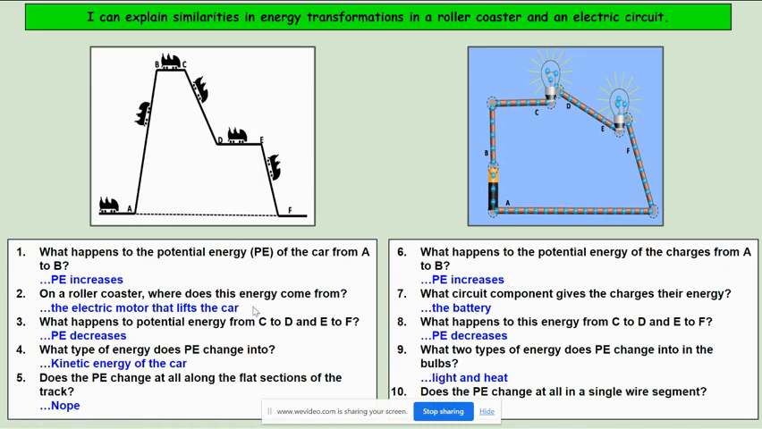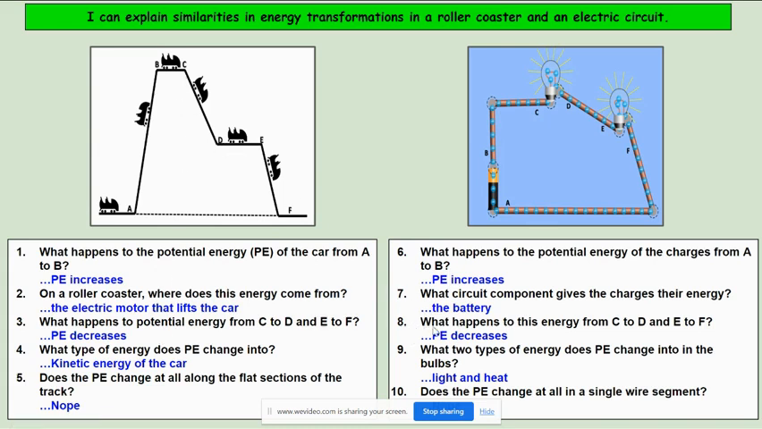Now, number 2, on a roller coaster, where does the energy come from? Well, it comes from the electric motor that lifts the car. In a circuit, it comes from the battery. 3, potential energy from C to D and E to F on a roller coaster. Those are places where the car is dropping down. And what happens is potential energy decreases.